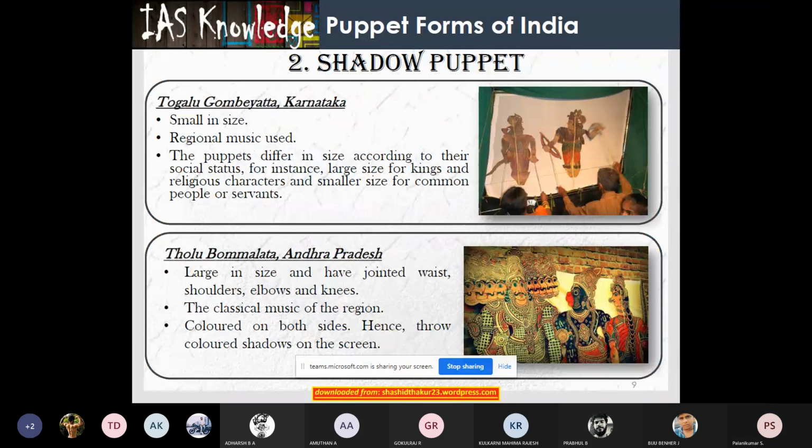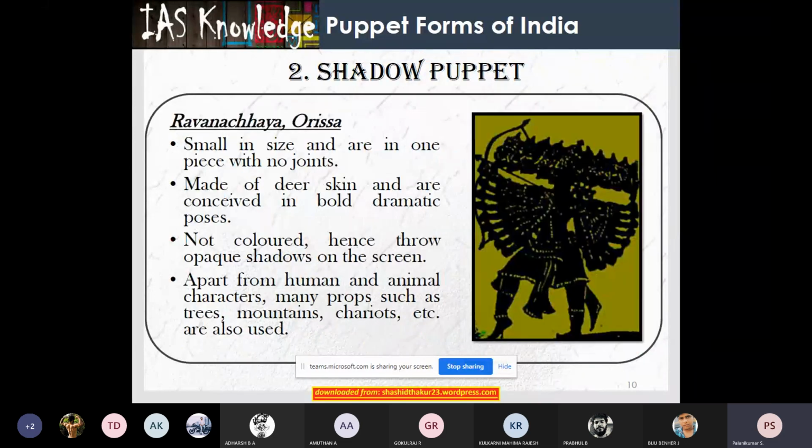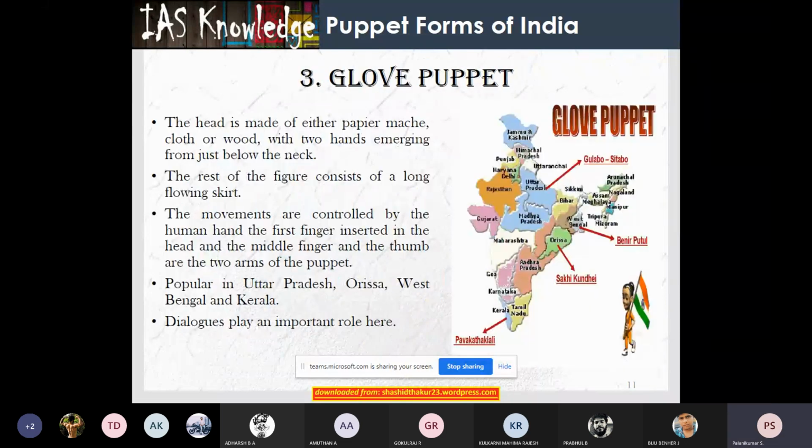You see other parts in Karnataka, Togalu Gombeyata, and Tolu Bommalata in Andhra Pradesh. These are similar to our Tamil Nadu Bommalattam, and likewise shadow puppets in Odisha, and glove puppets. These are the forms. If you see this tradition, 4,000 years ago, before the rest of the world, they started thinking about these things, such as the glove puppet.